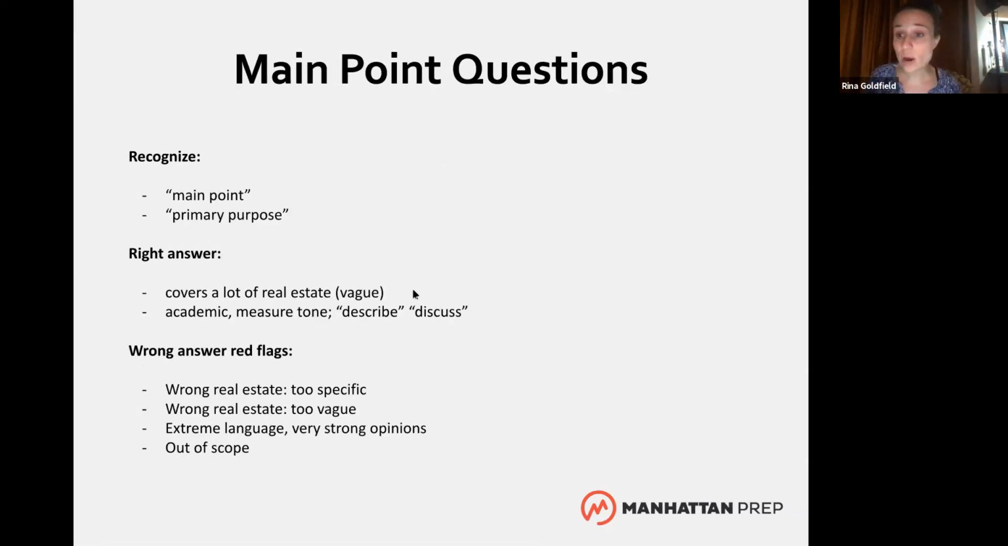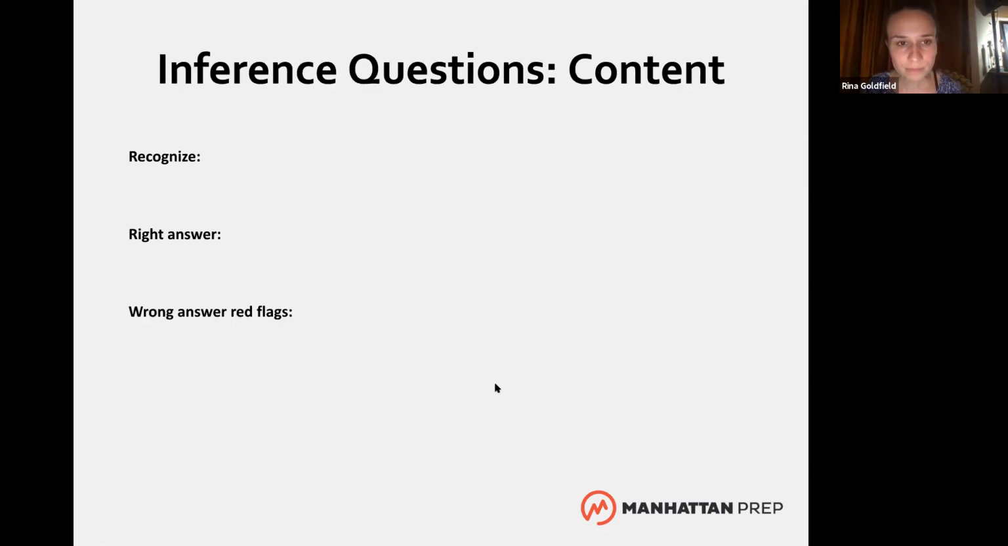Main point questions. It's a different flavor of question. We're looking for something that covers a lot of real estate, that's vague, that's a nice umbrella category, and it has a measured tone. Language like describe or discuss is language we want a green flag. Things that we want to flag for review are things that are very, very specific, or maybe so vague as to say nothing. Things that are extreme language or very strong opinions, and things that just mention things that weren't in the passage at all.